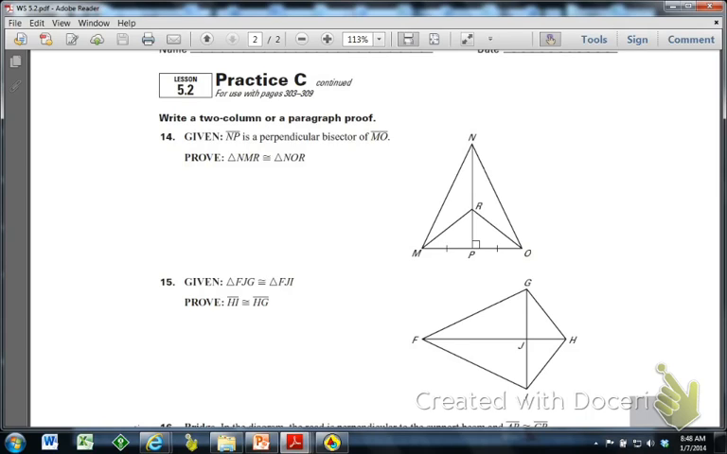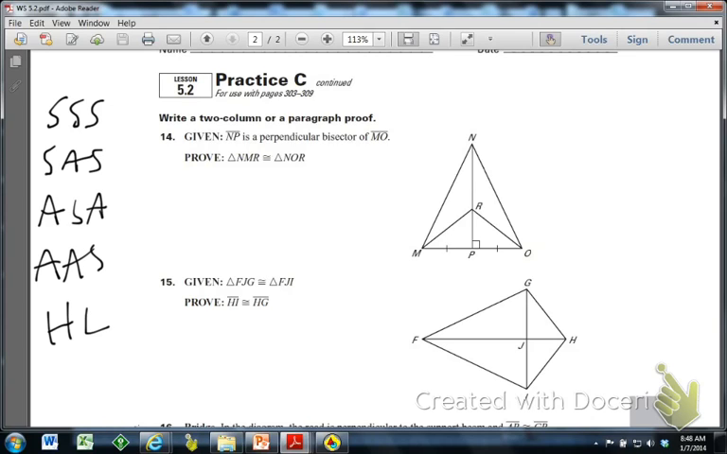And in my mind, I can remember that we had side, side, side, side, angle, side, angle, side, angle, angle, angle, side, and hypotenuse, leg. And I think all of them are in this right now because we have a right angle right there, so we could have hypotenuse, leg. So now I'm going to start to put other things into the picture.